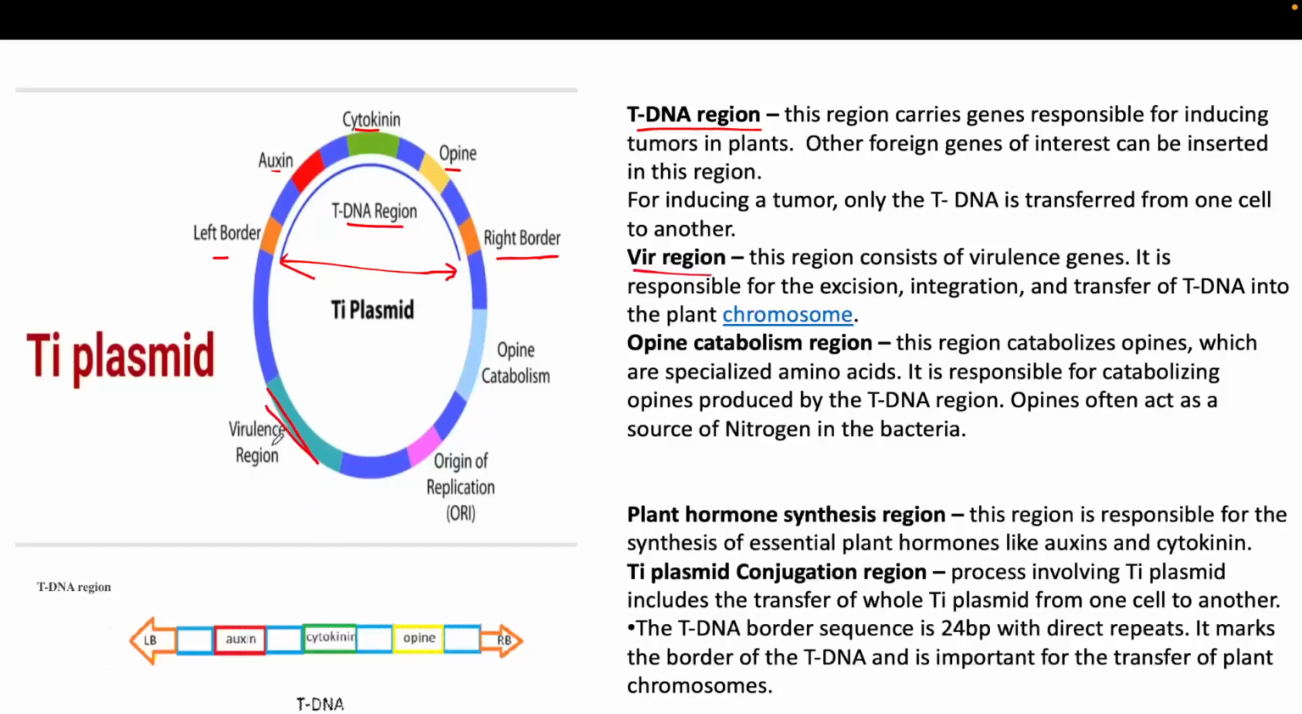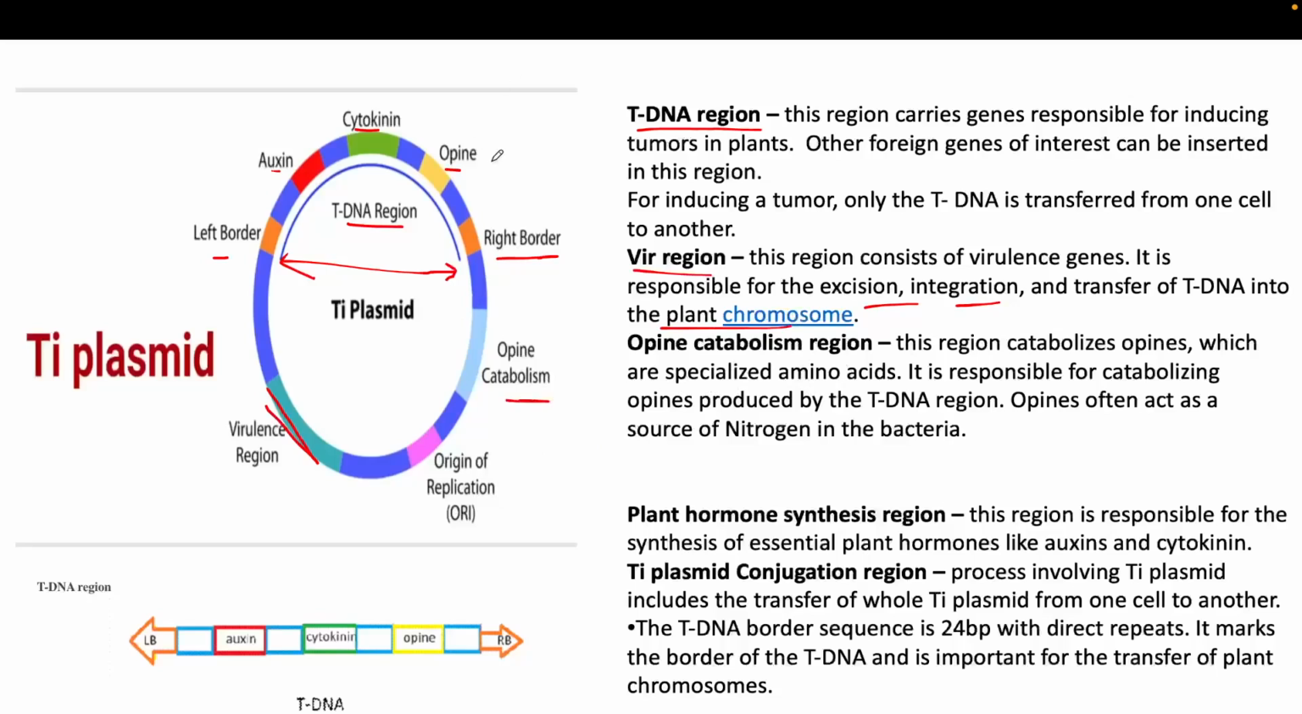Here it contains lots of virulence genes, which are responsible for the excision, integration and transfer of this T-DNA into the plant chromosome. And the third one is the opine catabolism region.